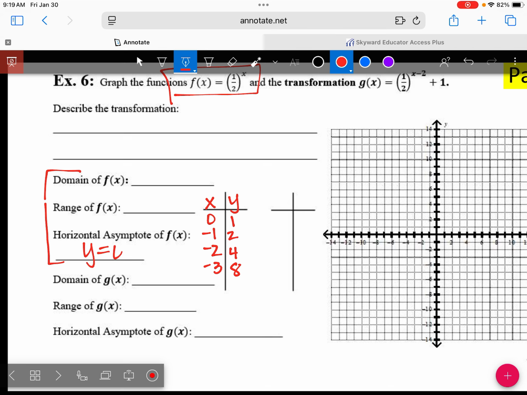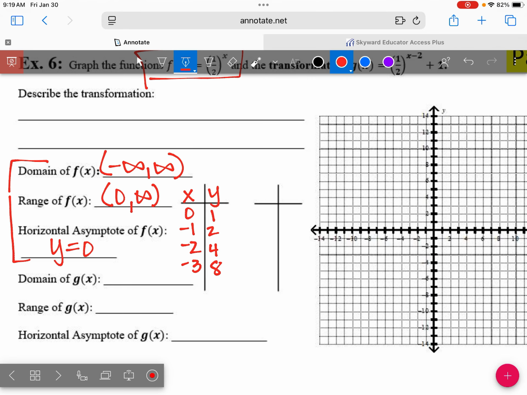All of this goes with that function. It has a horizontal asymptote at 0, a range of 0 to infinity, and the domain is all real numbers. That's for all of them. All right, so let's go ahead and graph it. And make sure you don't go under the x-axis.